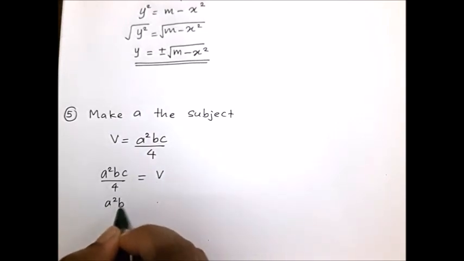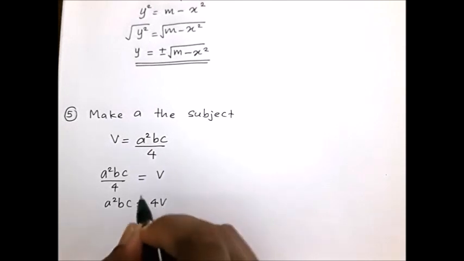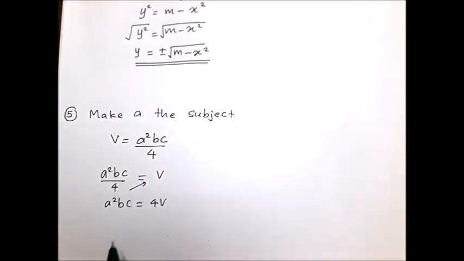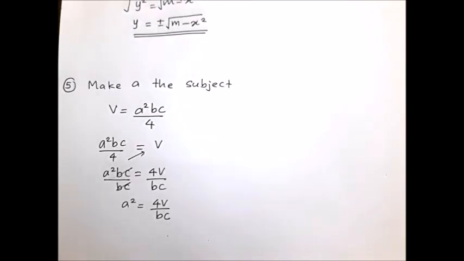A squared bc equal 4v. Take 4 here. 4 times v, 4v. Then divide both sides by bc. These two cancel. A squared equal 4v divided by bc. Now take the square root of both sides. Square root 4v divided by bc.